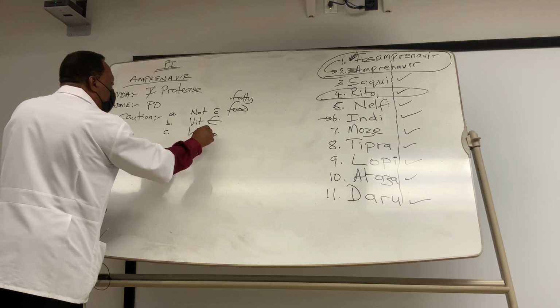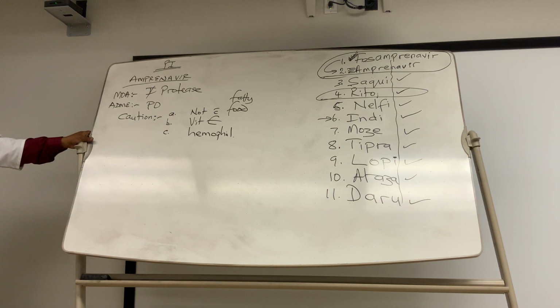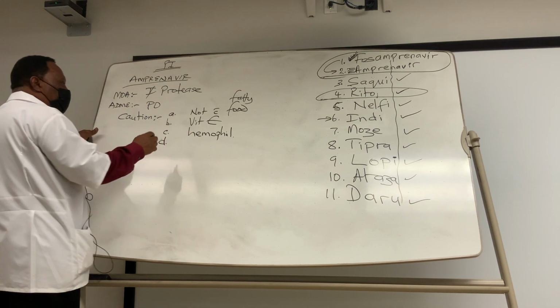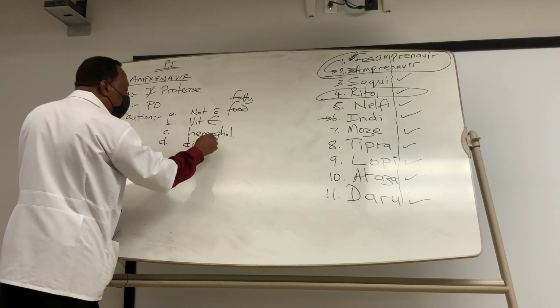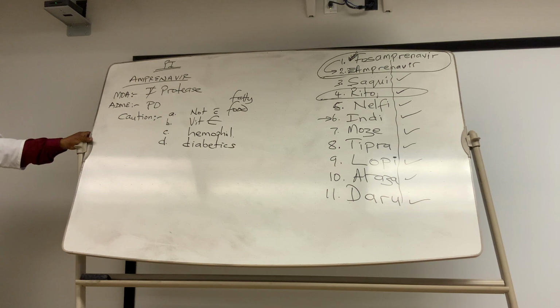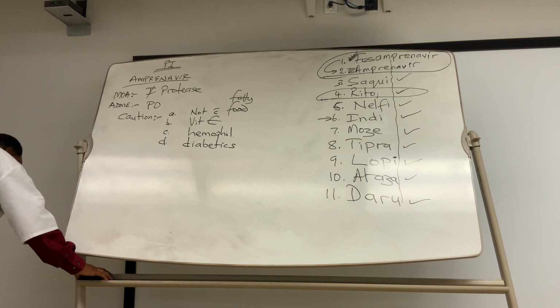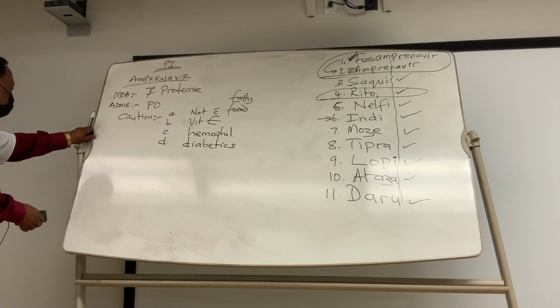Number 3, don't give it to hemophiliacs because of the hemorrhage that we talked about earlier. Number 4, beware of administering it to diabetics because of the hyperglycemia that your PIs can cause. Okay, so those are some cautionary statements when you're using amprenavir.